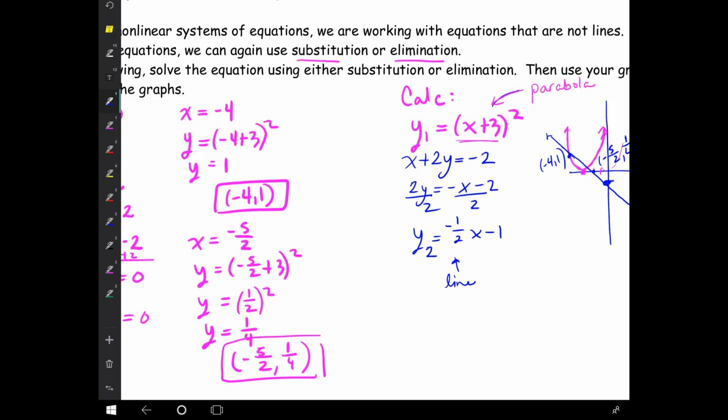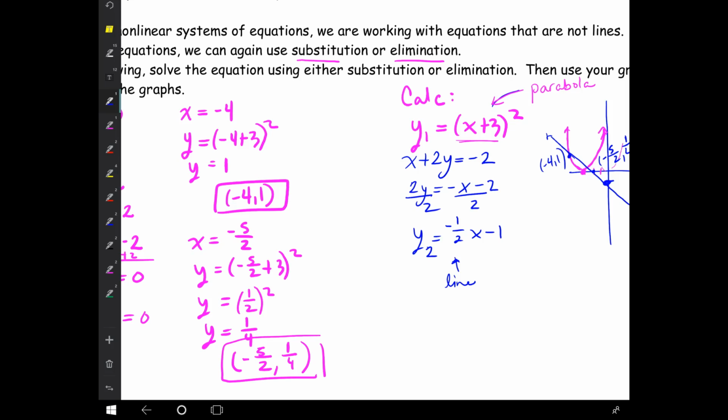Enter, enter, enter, and I can see that the first point of intersection is negative 2.5, 1/4. Then do that again, and I can confirm on my calculator the other point, which is negative 4, 1. Any questions on that process before we jump into different types of graphs?